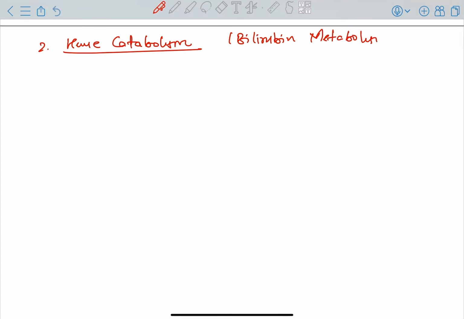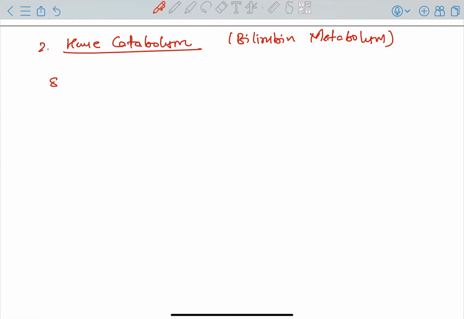So guys, coming to the next topic, the heme catabolism or the bilirubin metabolism. Topic for the day is heme catabolism or the bilirubin metabolism. Basically, the heme is catabolized into bilirubin, and then we'll be studying about the bilirubin metabolism.